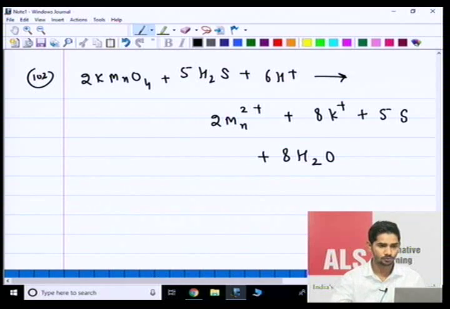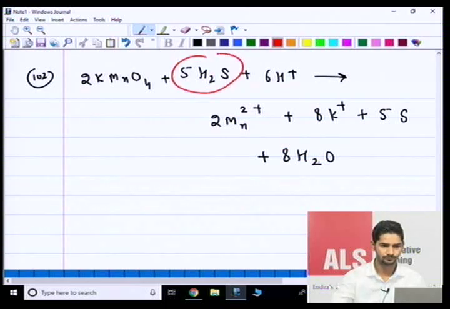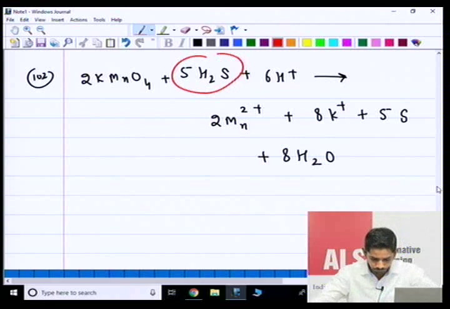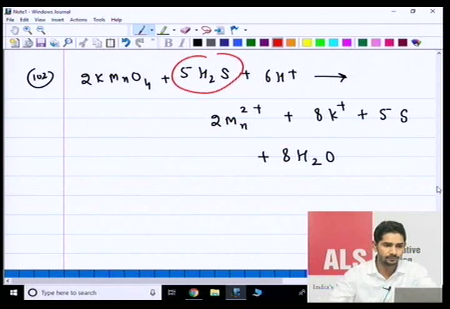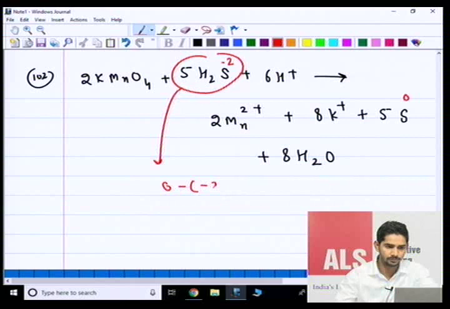Okay, so here, the reducing agent will be what? H2S. So we have to target this one. Now, how many moles of electrons would be involved in the oxidation of 1 mole of reductant? First of all, you can calculate the n factor for this one. -2, 0. The n factor would be 0 minus -2, which is +2.